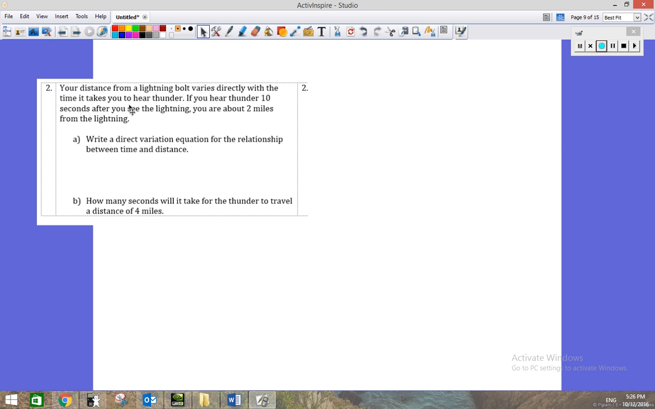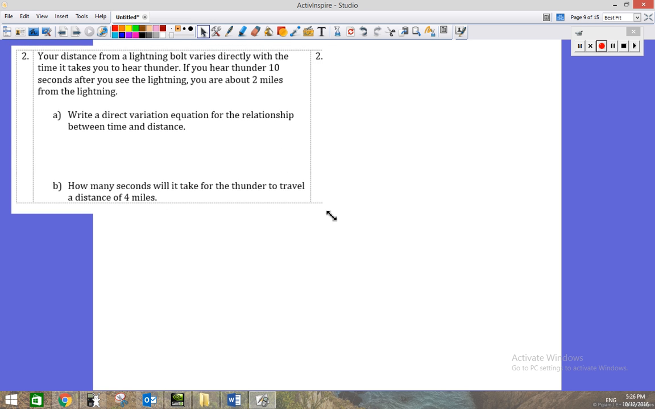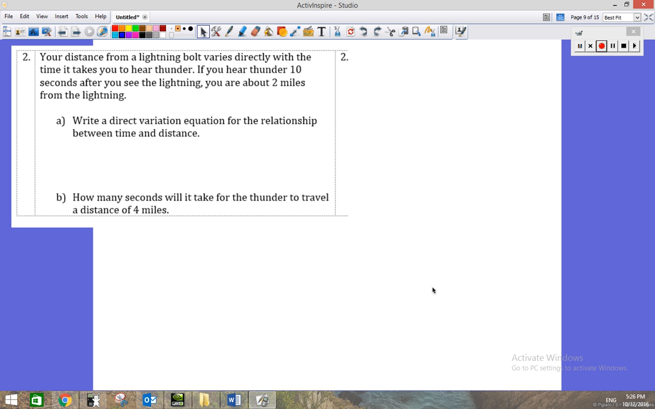For problem number 2, this you hear a lot because it's kind of fun. Sometimes if you have stopwatches and you have a lightning storm, you'll have teachers assign this, though you have to be careful if you're outside during a thunderstorm. But if you have a stopwatch, when you see the lightning, you start the stopwatch, and then a few seconds later you'll hear the thunder, because light travels faster than sound, so you'll see it before you hear it.